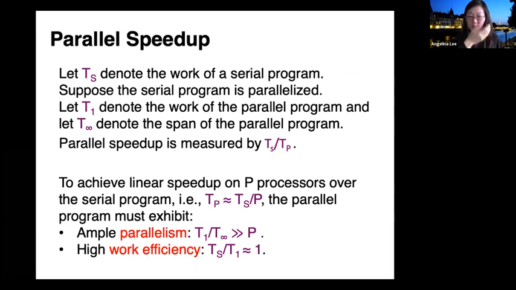The first one is, as was mentioned, it should have ample parallelism, because that's how the scheduling bound has the first term dominate, and therefore we get TP roughly equal to T1 over P. But the other important thing is that it should have high work efficiency, meaning that when you execute the corresponding parallel code on one processor, its execution time should be close to the execution time of the serial code. Okay, so these two criteria must be met in order to achieve linear speedup.